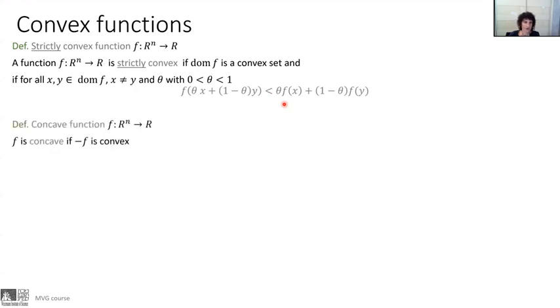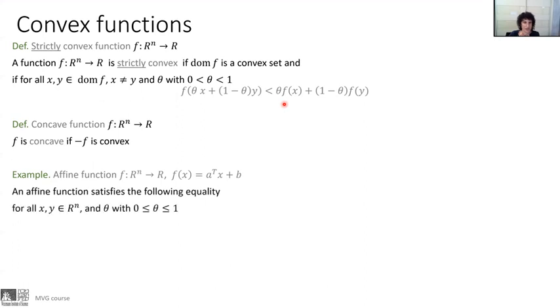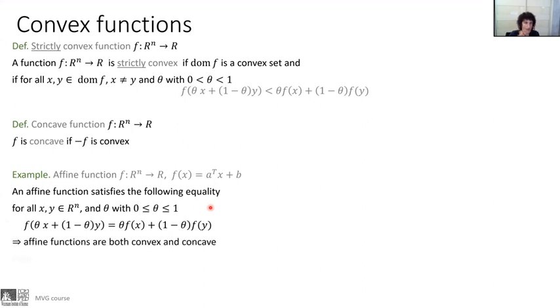A function is concave if minus f is convex. And here we have an example. We have an affine function. An affine function is a convex function because it obeys this, and of course it obeys smaller or equal to. And actually, an affine function is both convex and concave because you can multiply by minus one on both sides. And essentially, it can be shown that any function that is both convex and concave is going to be an affine function.